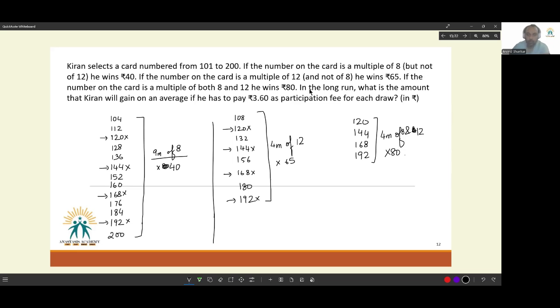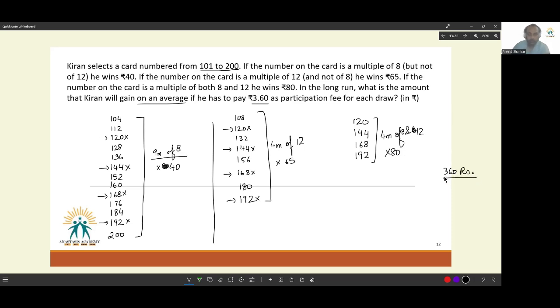Okay. In the long run, what is the amount Kiran will gain on average if he has to pay 3.6 as participation fee for each draw? So his total cost, given that there are 100 numbers, will be 360 rupees.